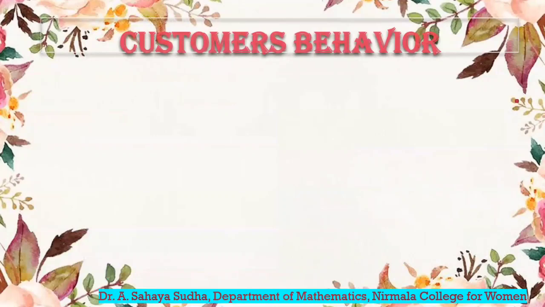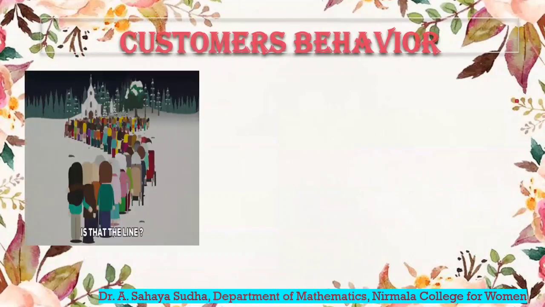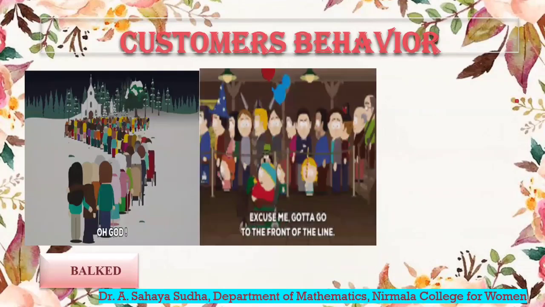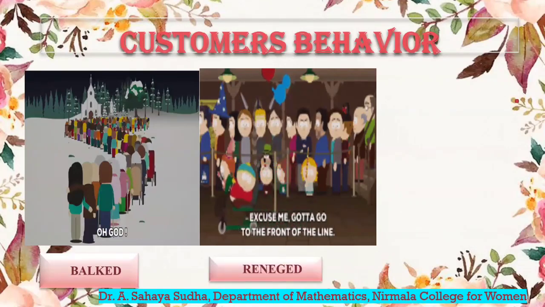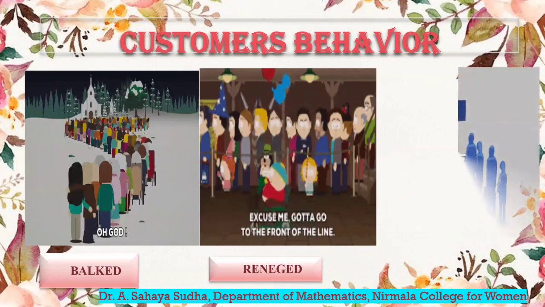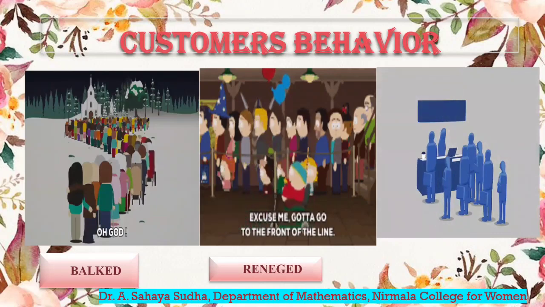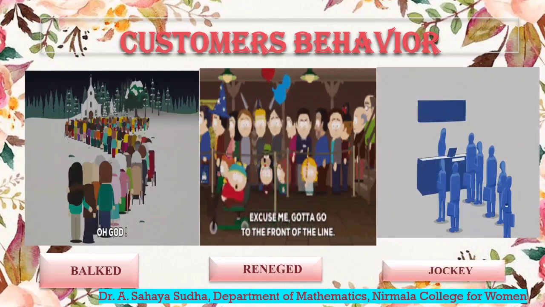Customers' behavior. The customers generally behave in the following ways. A customer who decides not to enter the queue because of its long length is called balked. A customer may enter the queue, but after some time loses patience and decides to leave the queue, which is called reneged. Customers may move from one queue to another, which is called jockeying.